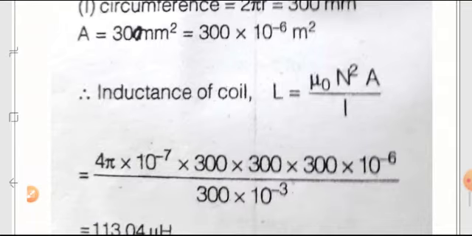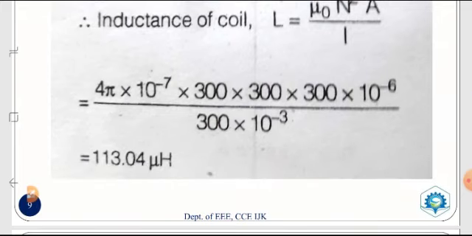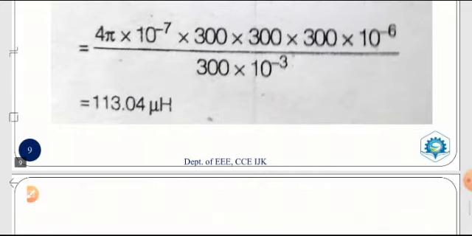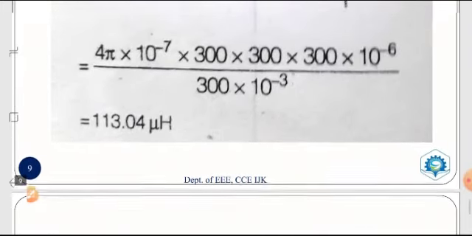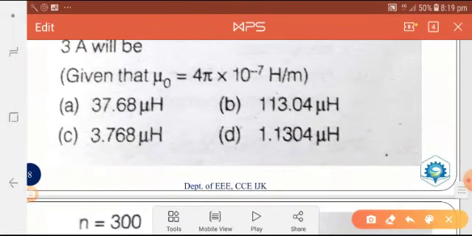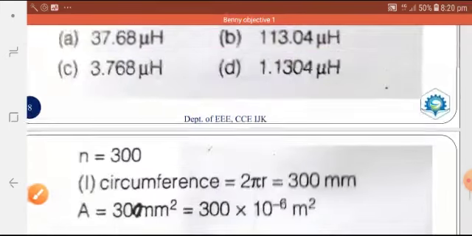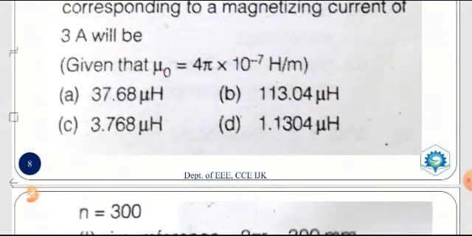Therefore inductance of the coil L is equal to mu 0 n square A by L. So we are substituting all the terms: 4 pi into 10 raised to minus 7 into 300 into 300 into 300 into 10 raised to minus 6 divided by 300 into 10 raised to minus 3. So that is equal to 113.04 microhenry. So from the answers given, our right answer will be, okay, one moment, 113. So the answer is B.